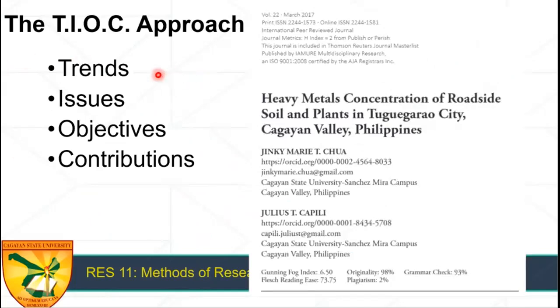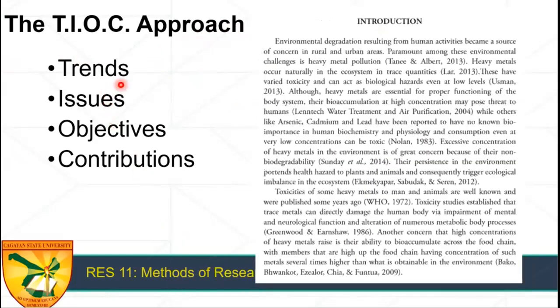So an example is for this study, heavy metals concentration of roadside soil and plants in Tuguegarao City, Cagayan Valley, Philippines. So this is the first paper that I was able to publish. You can see this at Research Key. We will look at the article to see the trends, the issues, objectives, and contributions. So you see here, I talk about the trends, what is happening.